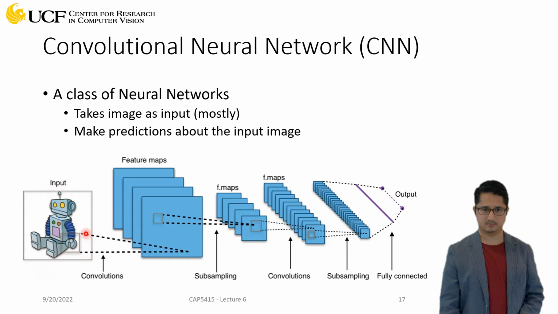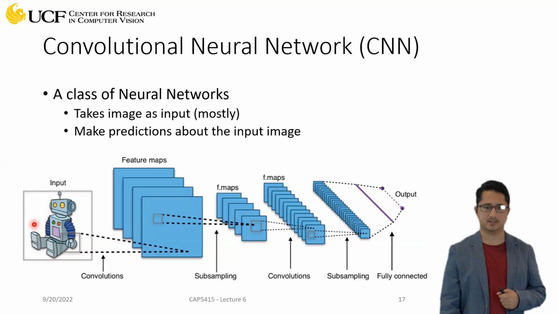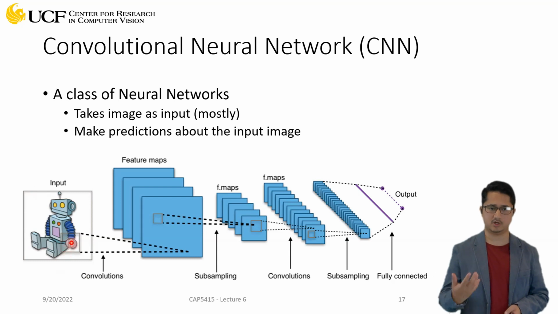This is the input image, and it could be a grayscale image, it could be a colored RGB image. Depending upon that, it will have, let's say, 1 or 3 channels. Then another important parameter is the resolution, that is, the height and width of this image. That will define how many pixels you have.